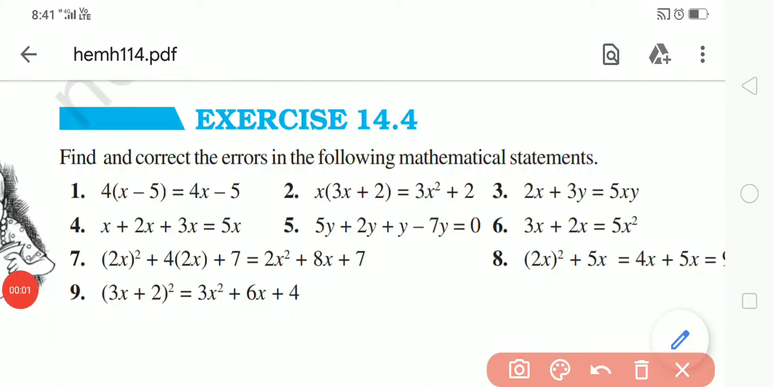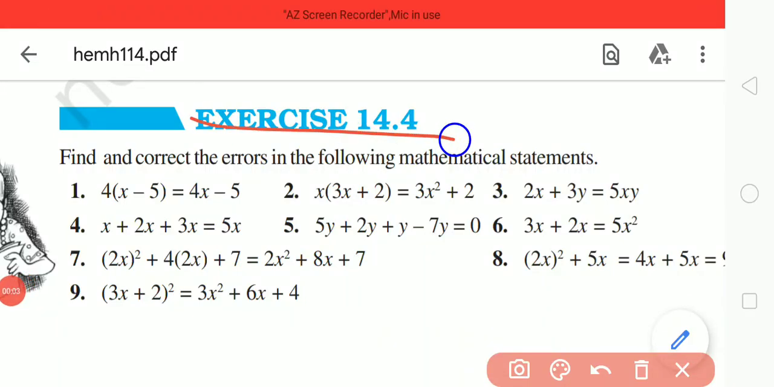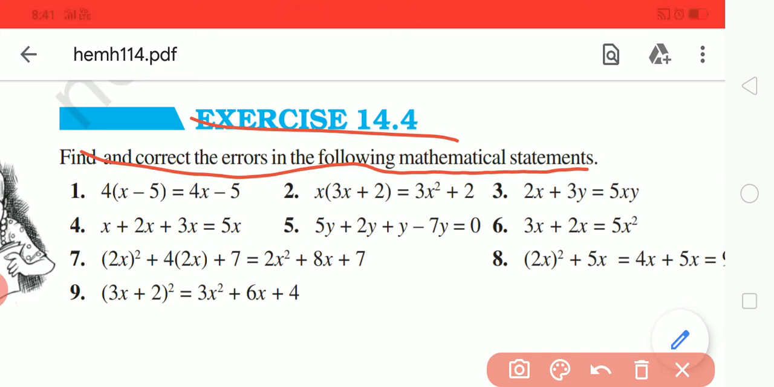Hello everyone, today we are going to start exercise 14.4 of class 8. So here you are given: find and correct the errors in the given mathematical statements. So question number one we are doing. We can see the solution we have been given, and we have to find the error if there is one.